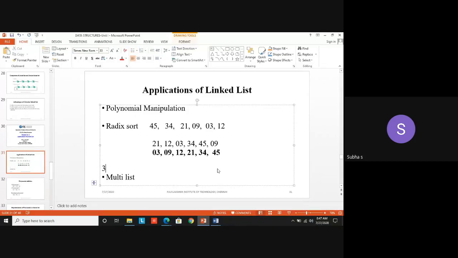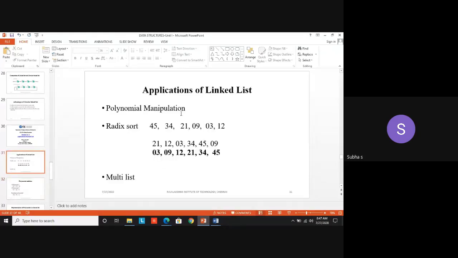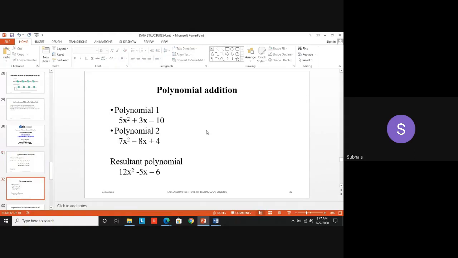Now we are going to see in detail about polynomial addition, a very, very important concept, one of the most important applications of linked list. I mentioned polynomial manipulation. It's nothing but we can do polynomial addition, subtraction and differentiation. I hope you remember differentiation. We will look at that later. Now, we can do polynomial addition simply by using linked list.